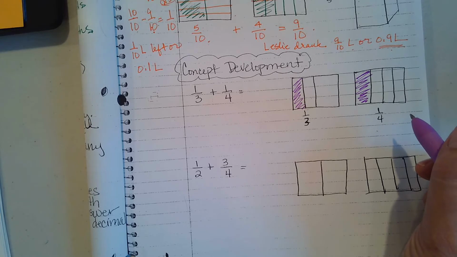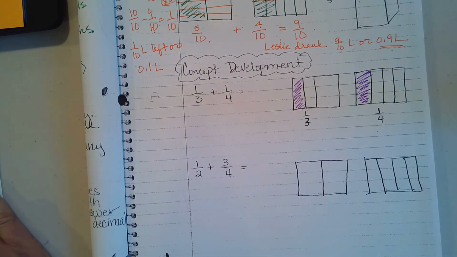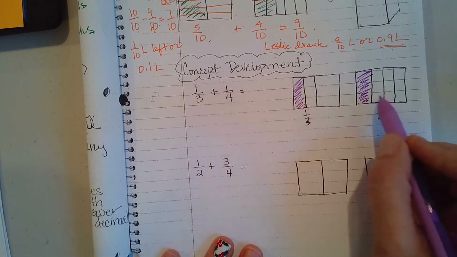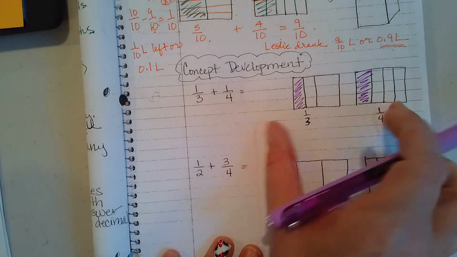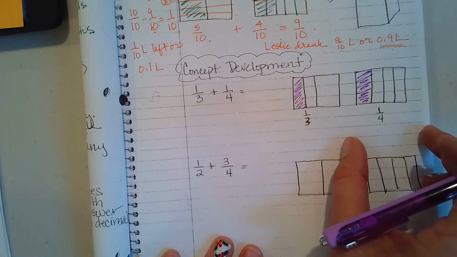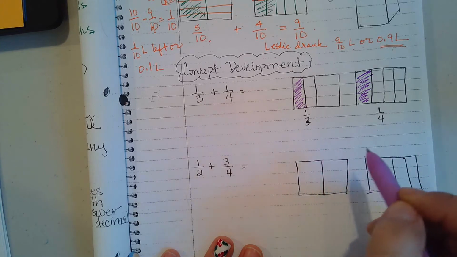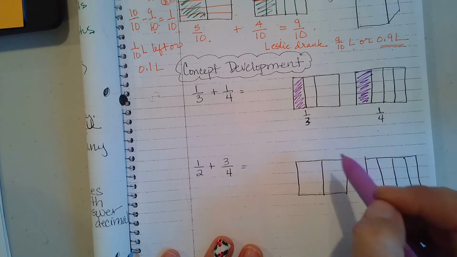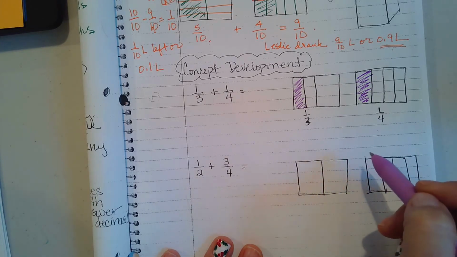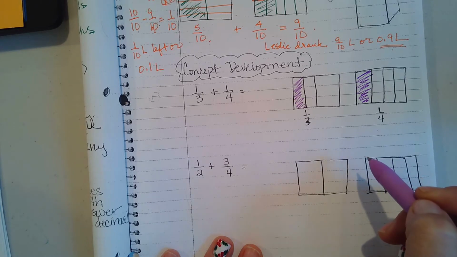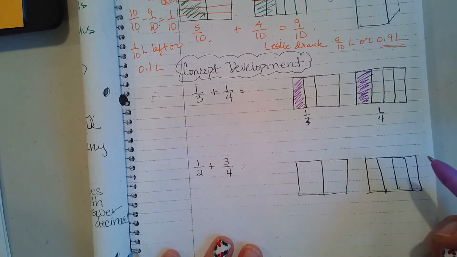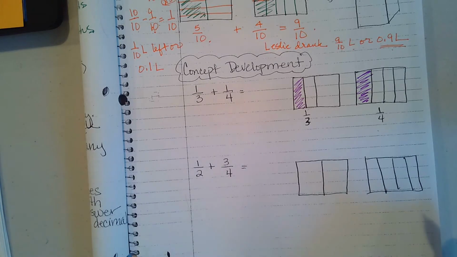Well, the answer is less than 1 because 1/3 and 1/4 are both less than 1/2, right? If they were more than 1/2 and more than 1/2, then when you put them together, yes, you would end up with more than 1. But if two fractions that are each less than a half are added together, they will add up to a fraction less than 1 whole. So let's take a look at our problem.